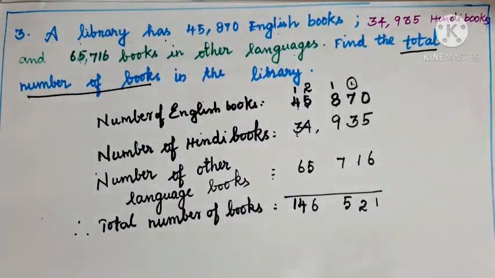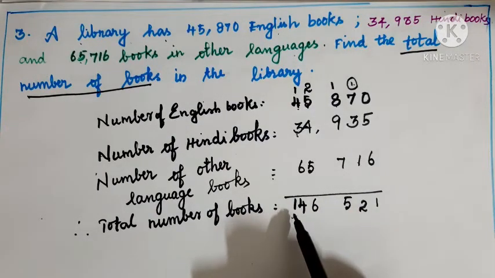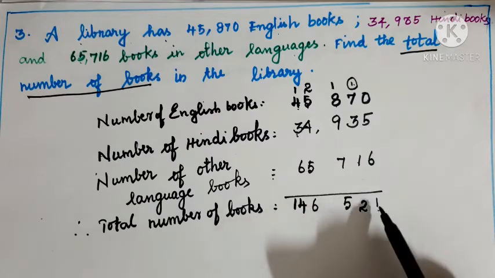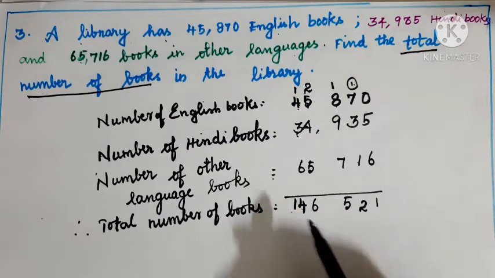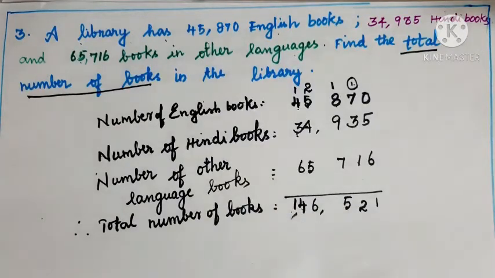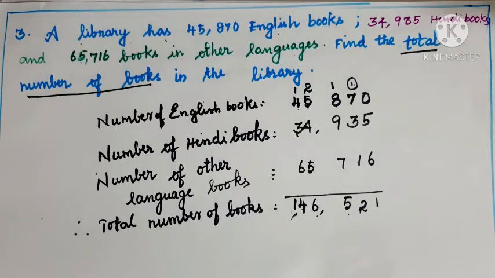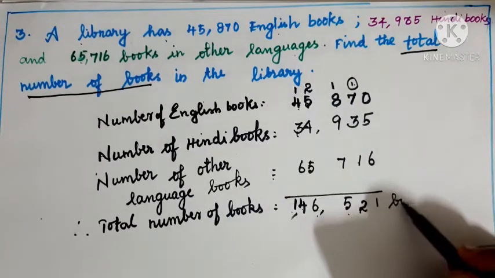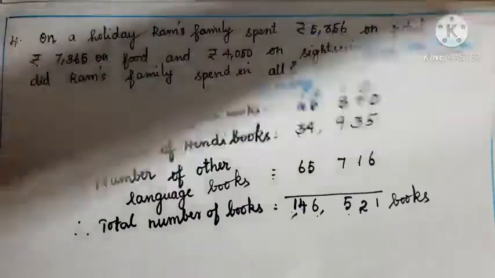Is it clear? Yes. Now, how will you read this? Again, the number has become bigger, isn't it? So, ones, tens, hundreds, thousand, 10,000, lakh. So 1,46,521. Okay, that is the number of books you have in the library. Is it clear? Good. Same way, we are going to do another sum.